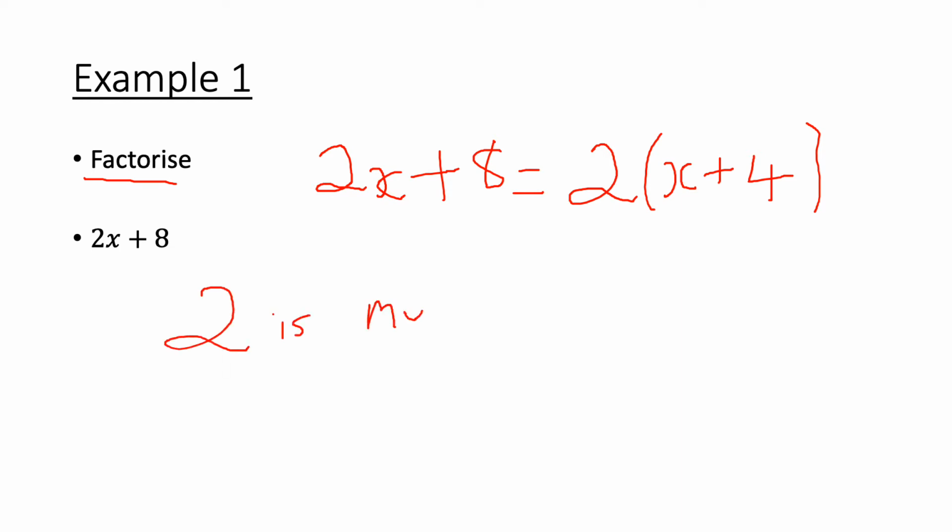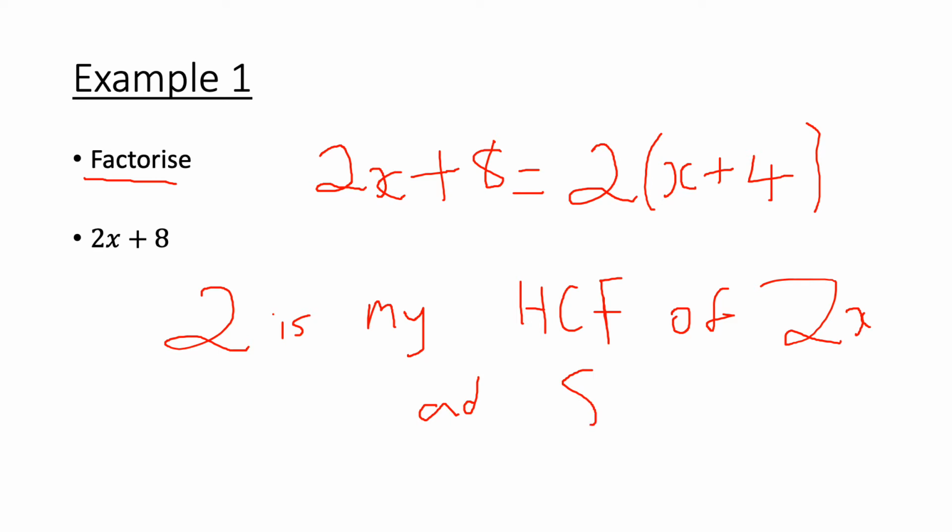Highest common factor just means the biggest number that goes into both of these numbers, or terms, sorry, 2x and 8. If you're not sure, watch my previous video on highest common factor and lowest common multiple, which I made in February this year. Scroll down to my channel at the end of this video if you're not happy with HCF or LCM.